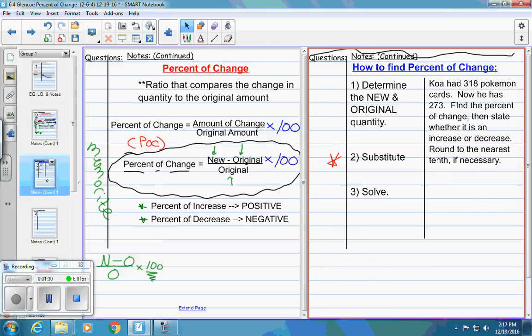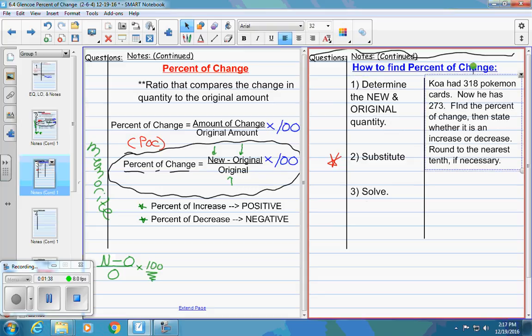So let's go see how to use this formula. The most challenging part in this lesson is actually determining what the amount is that's new and what the amount is that's original. I always remember that the new one is the one we go to. It's the one you've changed into. So pause here and copy down what you see.